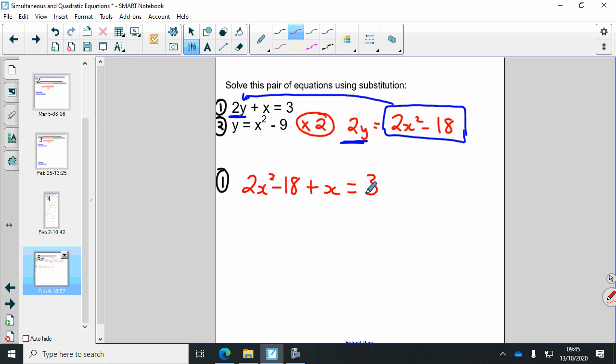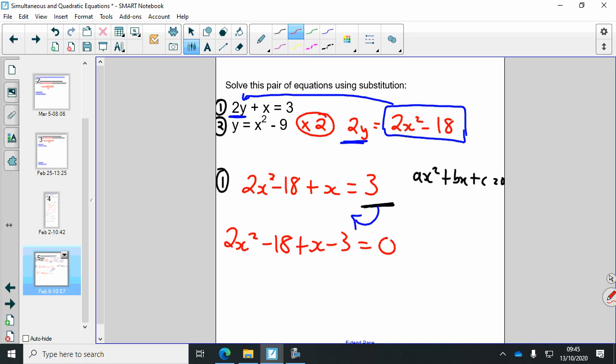Okay, and now again, we've almost got a quadratic. We need to make it equal to 0. The only thing stopping that is this 3. So I bring the 3 across, and I subtract it. So I get 2x squared minus 18 plus x minus 3 equals 0. Then I just need to tidy up by collecting any like terms. I've got minus 18 and minus 3, which can combine. So I get 2x squared plus x minus 21 is equal to 0.